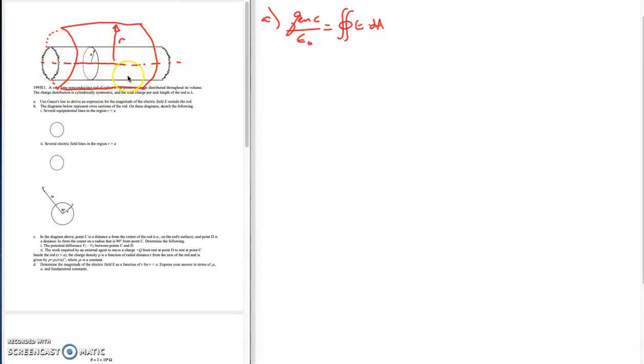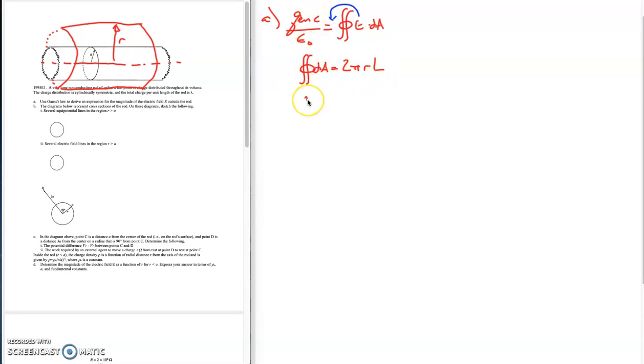The curved part here will be the same distance R from the cylinder so that the electric field will be constant and it can come out of the integral. Remember, that's the entire point of the Gaussian surface, is to pick it so that the electric field is constant all over the surface. It can come out of the integral, and then we only need to worry about the surface area of that shape, which in the case of a cylinder is 2 pi lowercase r L.